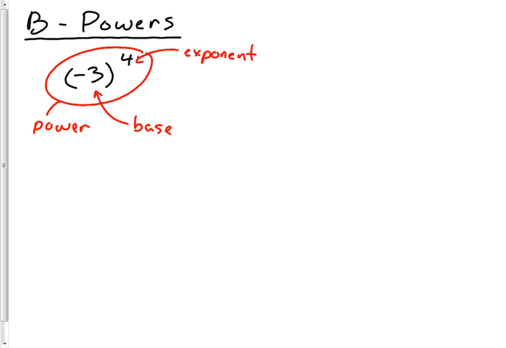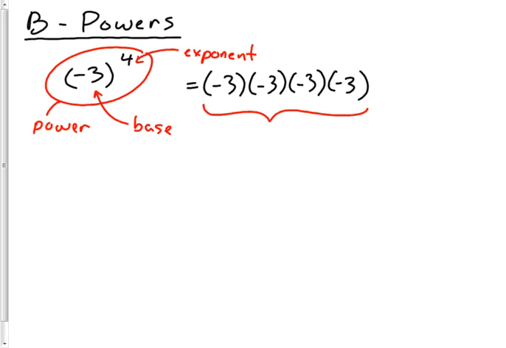We could use this same example to say that what this means, of course, is negative 3 times itself 4 times. Whoops. And I wrote a 4 there instead of a 3 because I was saying 4, but I really meant 3. Okay? And we know that we called this expanded form.